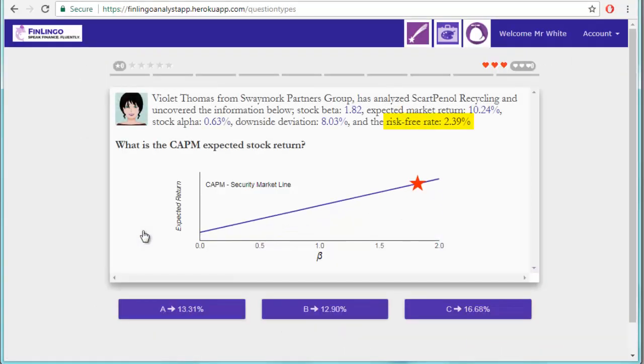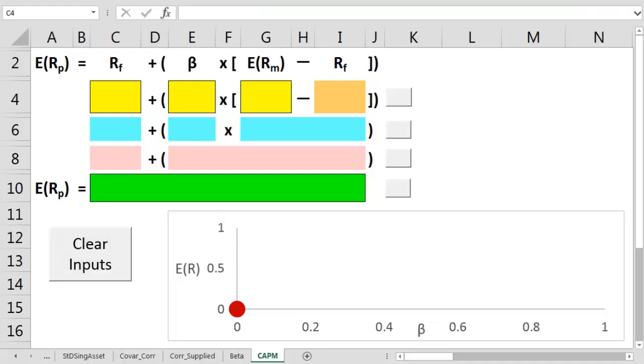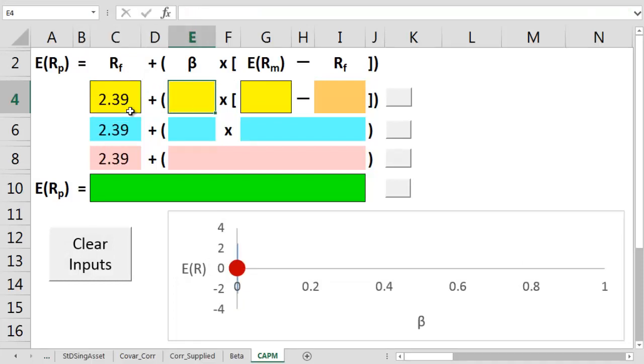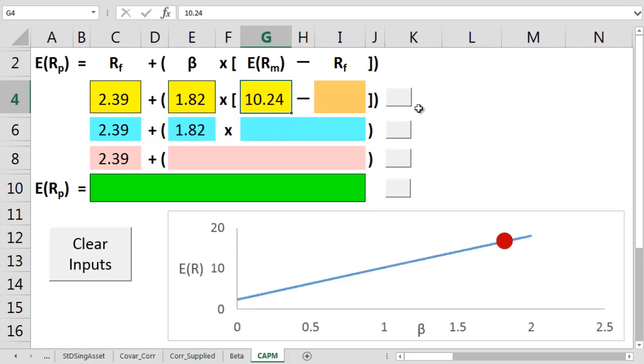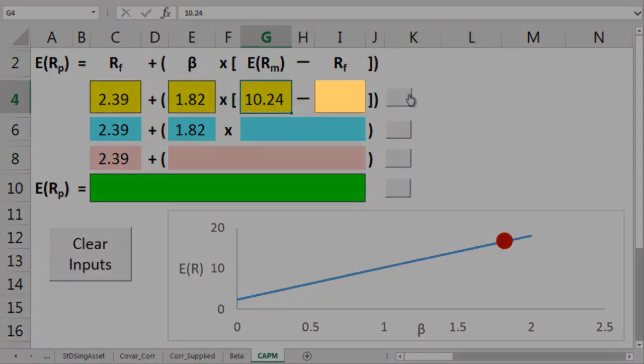Here we're supplied with the risk-free return, the beta of the target portfolio, and the market's expected return. Let me note them down, then I'll plug them over into a cunning Excel spreadsheet. So the risk-free return is equal to 2.39%. The supplied beta of the target portfolio is 1.82. The market's expected return is 10.24%, and then we copy the risk-free rate over to here.